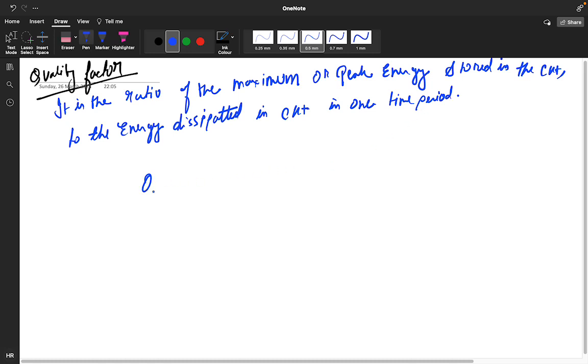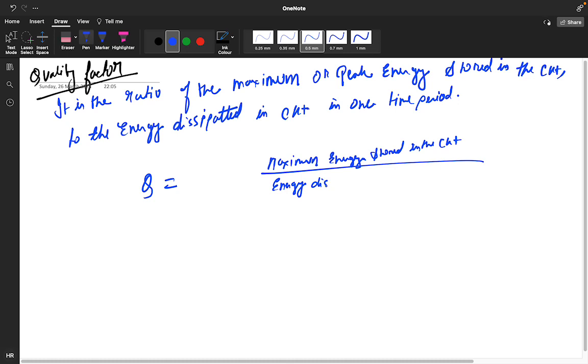Okay, so quality factor can be written as the maximum energy stored in the circuit divided by the energy dissipated in the circuit per oscillation, meaning one time period, per cycle of oscillation.